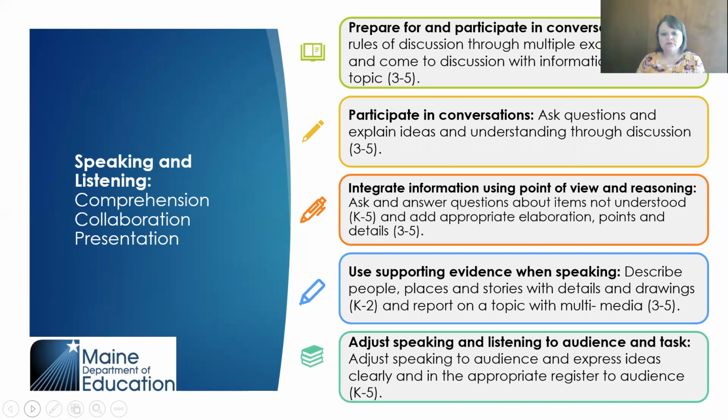Students must be active conversationalists who are able to prepare and integrate information and evidence. They must also learn to adjust the manner in which they speak and listen to the appropriate audience and for the appropriate task. By looking at the cross-cutting outline of the performance expectations within this strand, you will be able to integrate direct opportunities for students to properly access the speaking and listening standards.